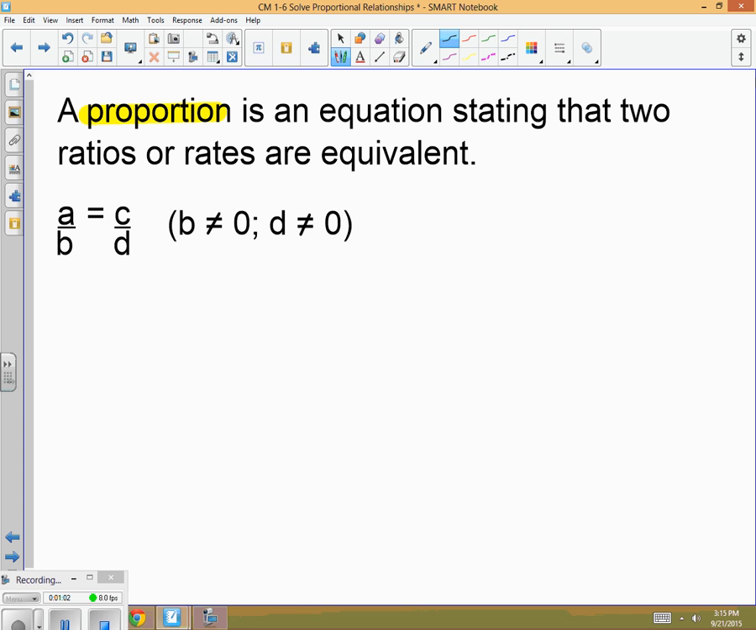So to begin, I would like you to look at these 2 fractions. Now this is algebraic writing. A over B represents a fraction of 2 different numbers. It equals C over D, which is another fraction with 2 different numbers. Notice that B cannot equal 0 and D cannot equal 0 because those numbers are in the denominator.